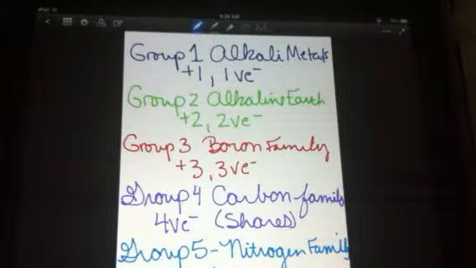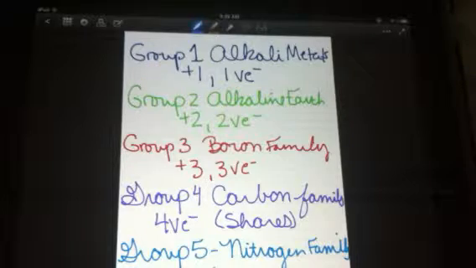Group 2, alkaline earth, two words. +2 charge, 2 valence electrons. Group 3 is called the boron family. +3 charge, 3 valence electrons.